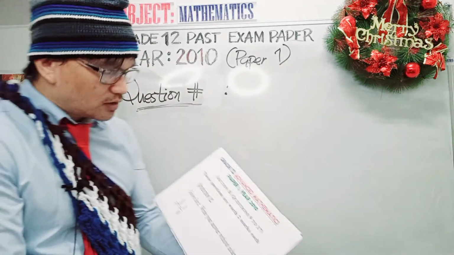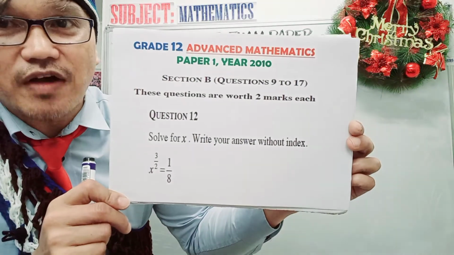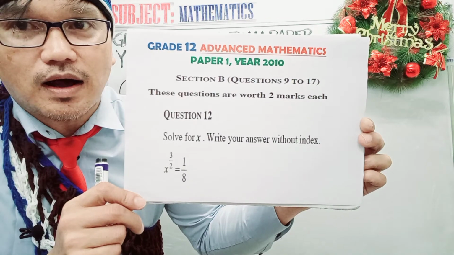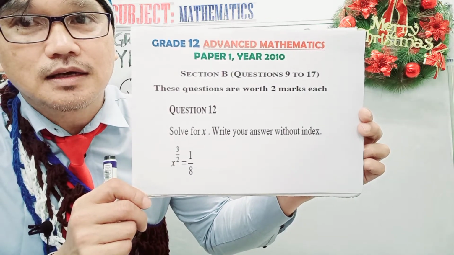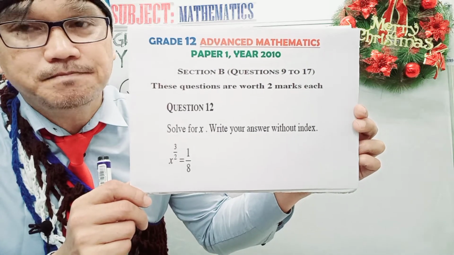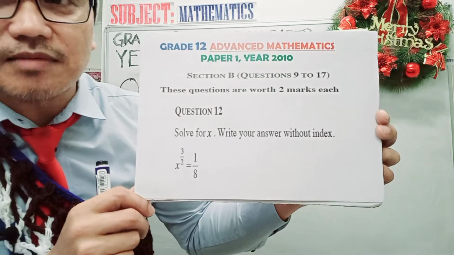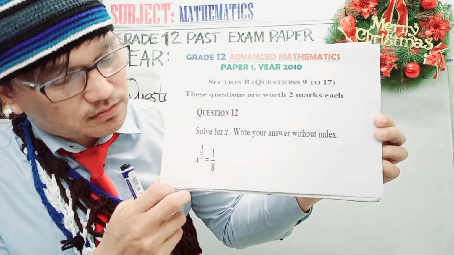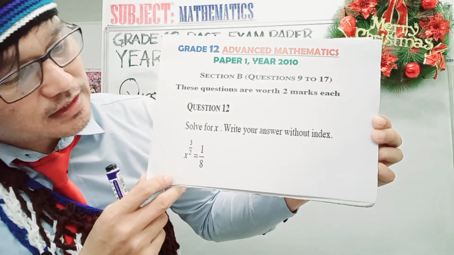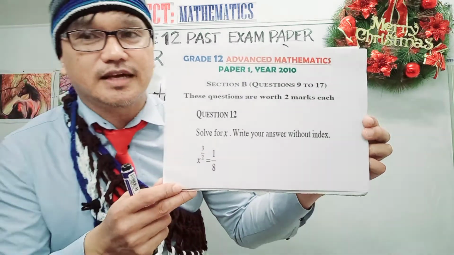Now, let's come to question number 12, grade 12 students, Advanced Mathematics, Paper 1, year 2010. This is under Section B, or Part B, question number 12. This is on the topic indices, or indicial equation, because of the equation here. Indices. Solve for x. Write your answer without index.